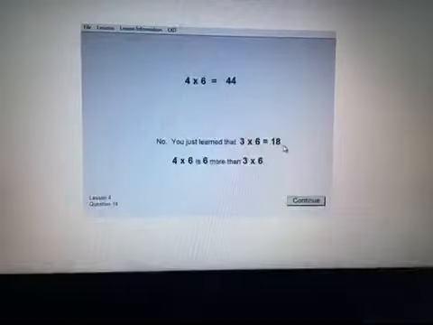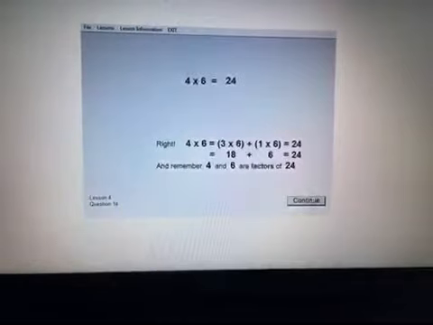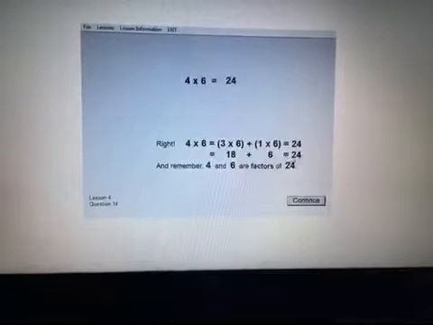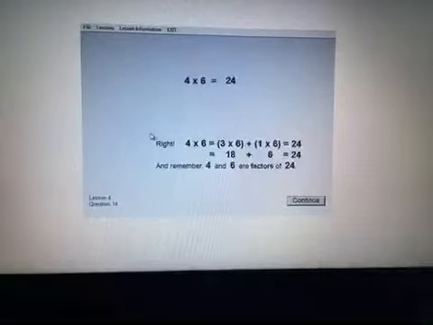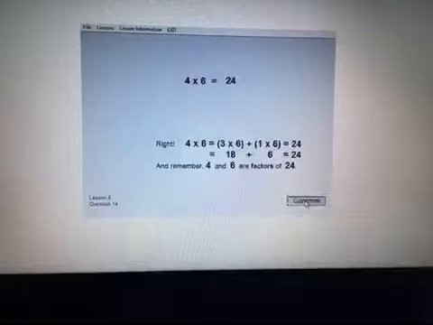3 times 6 is 18. 4 times 6 is 6 more than 3 times 6. We're getting into quite complex, but at this point understandable for the child.